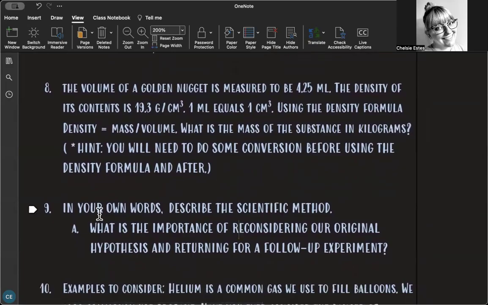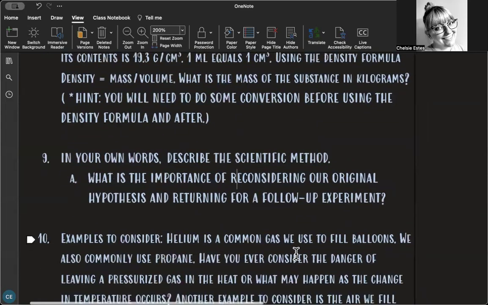All right, number 9, in your own words, describe the scientific method. What is the importance of reconsidering our original hypothesis and returning for a follow-up experiment?